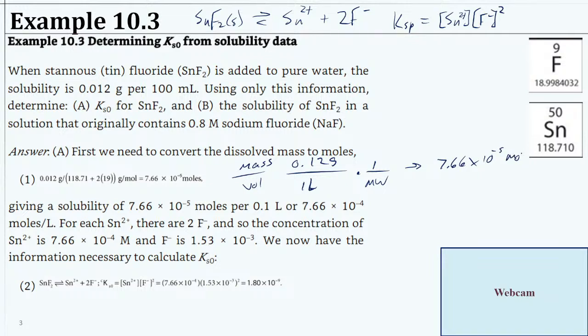I just left it in moles, because I converted to, you know what, I'm just going to write what they wrote. They didn't do this part, so I'm just going to fix that. But as you can see, you could divide everything by the volume and get to moles per liter if you want. Okay, so for each Sn2+, there are 2F-. Like I said, now we have that information to calculate the solubility product.